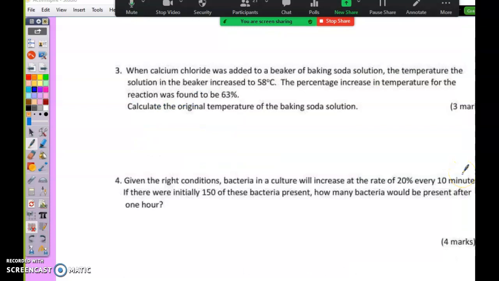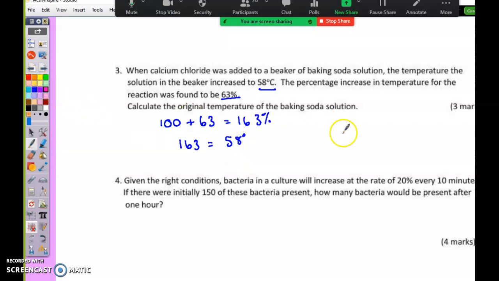Okay, percentages then. Number 3, calcium chloride is added to a beaker of baking soda. Lots of chemistry that I'm just going to ignore. Temperature increased to 58, and the percentage increase was 63%. We want to know what the original temperature was. Okay, so my original temperature was my 100%. I added 63% to it, which is 163%. That 163% was then 58 degrees.